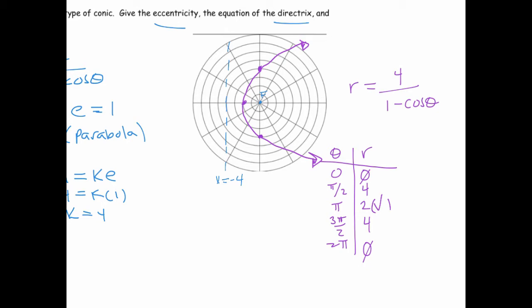Let's do a couple more graphs. Okay, so here we have to graph this polar equation. Now before we do that, let's just make sure we can turn it into its standard form so we can find the eccentricity and the directrix. So the standard form in this case would have to look like this.